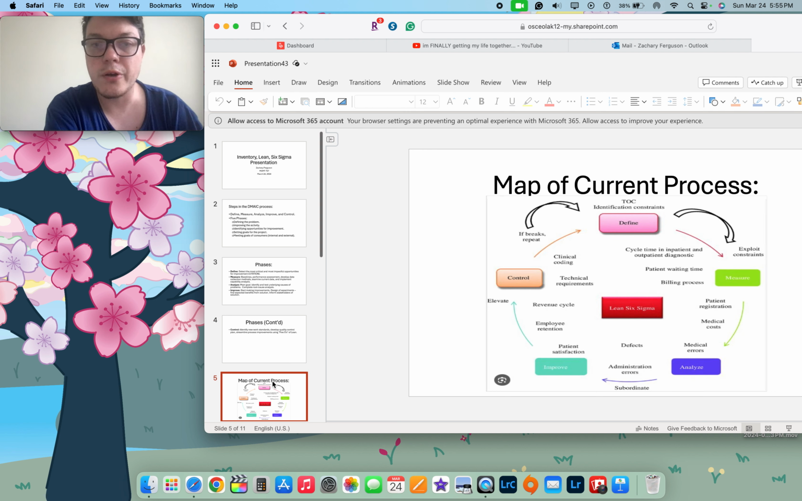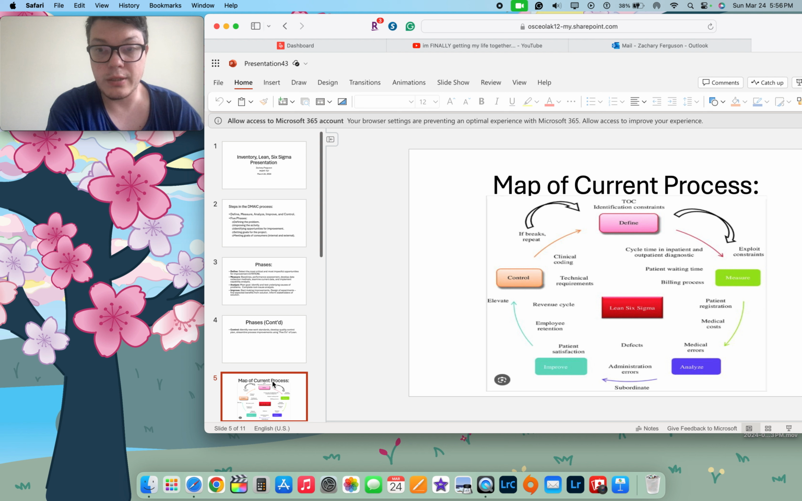So here's a map of the current process at my healthcare organization. Let's start at define. The clinical cycle time, patient and outpatient diagnosis, patient waiting times, and billing process would be measure. Then from measure, we go to analyze. This would be patient registration when they first walk in, medical costs associated with those patients and their conditions, and medical errors that could or do occur from the healthcare providers. And then we go from analyze to improve.